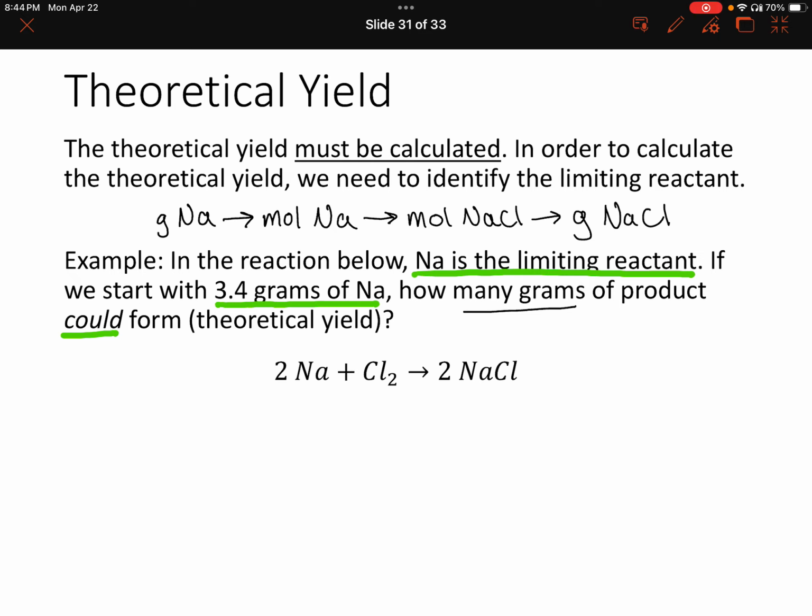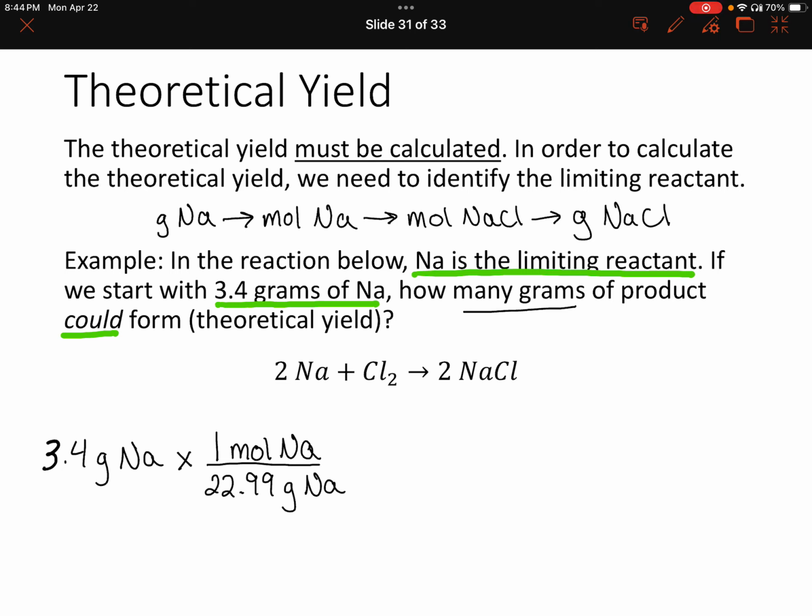So I'm going to start with what I'm given, 3.4 grams of sodium. And the first thing I want to do is convert that into moles of sodium. In our last video, we saw that the molar mass of sodium is 22.99 grams per mole. Now in this first step, we want to convert this into moles. So I'll put 1 mole of sodium in the numerator and 22.99 grams of sodium in the denominator.